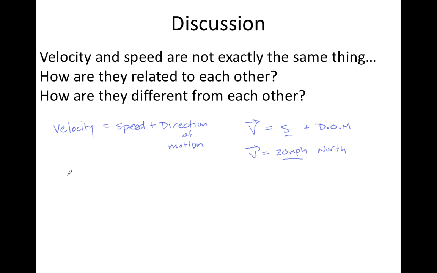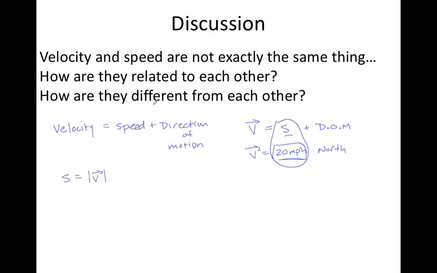Alternatively, we could say that speed is the magnitude of the velocity. So with my example up here, we can recognize that we are fully describing the speed by describing the magnitude of the velocity. And these absolute value symbols represent the magnitude of the velocity vector.